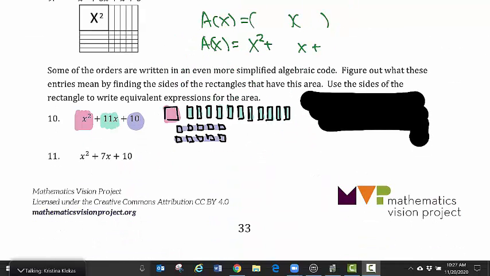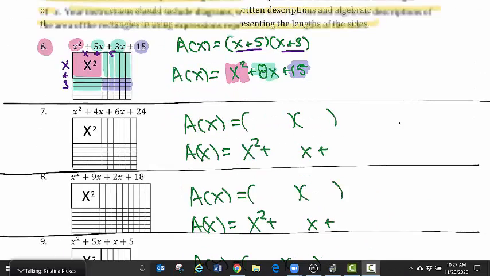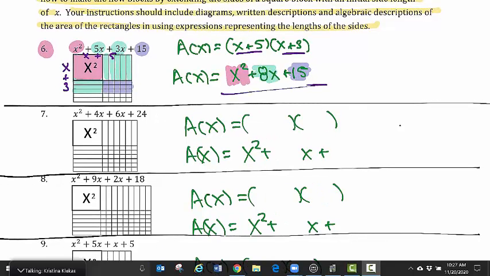Next, some of the orders are written in even more simplified algebraic code. Figure out what these entries mean by finding the sides of rectangles that have this area. Use the sides of the rectangles to write the equivalent expression. So this time, they're giving us the most simplified version, not the dimensions, just what the total blocks are. And now we're going to go backwards and find the dimensions and draw the picture.